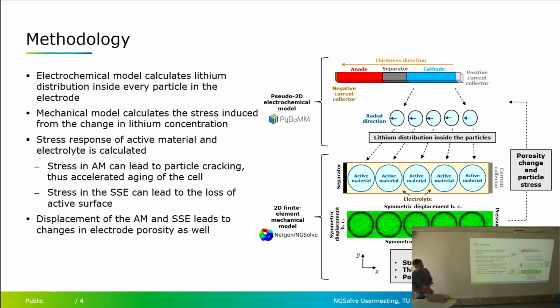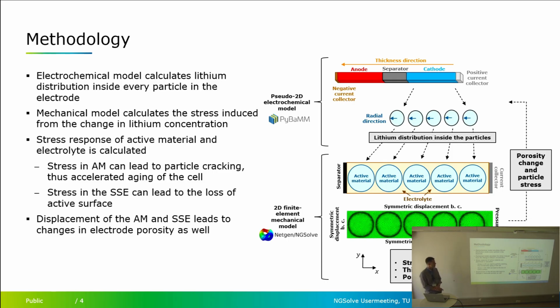It's a simple 2D mechanical model which mimics the assumed geometry of the pseudo 2D electrochemical model. In every step, for every lithium distribution, we calculate the stress and strain response of the model. We also calculate contact gap opening, which reflects into electrical resistance increase and therefore power density. And we also calculate porosity change, the ratio between electrolyte and active material. This also affects electrical resistance, and we feed that back to the electrochemical model, and this is our coupling.